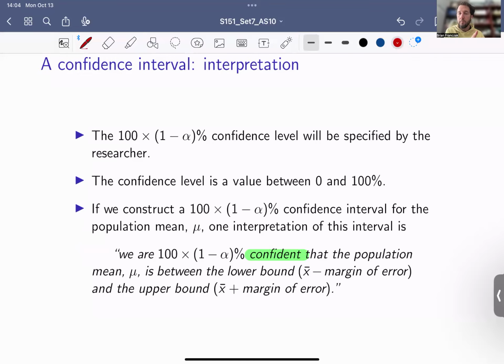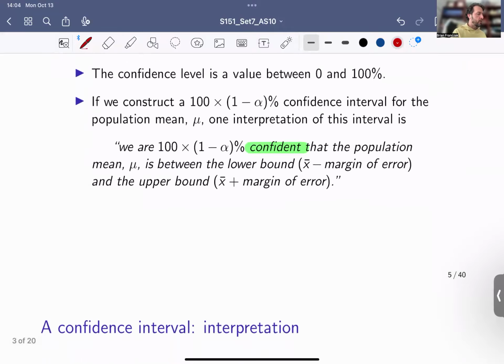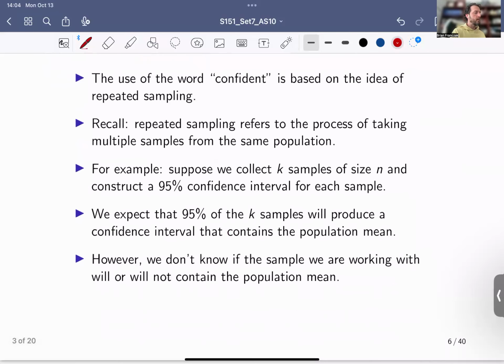So the lower bound and the upper bound portion will be replaced by numbers, and the population mean will actually be replaced by a direct statement about what we are measuring. So, for example, the mean shoe size of all undergraduate students is between 6 and 12 feet or inches, something like this. All right, now this word confident. I mentioned that this word is very important. I even highlighted it.